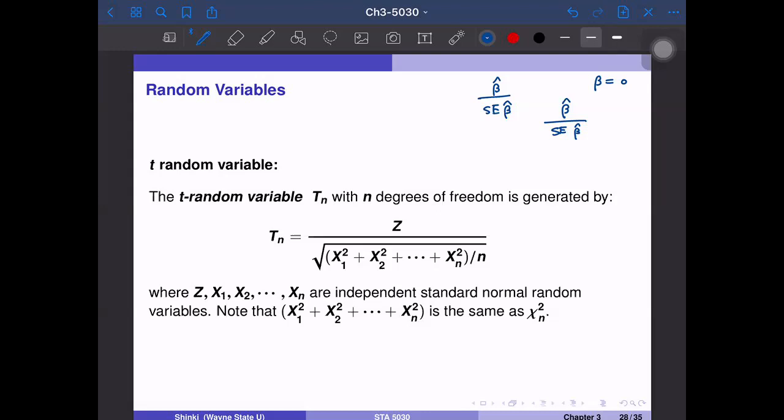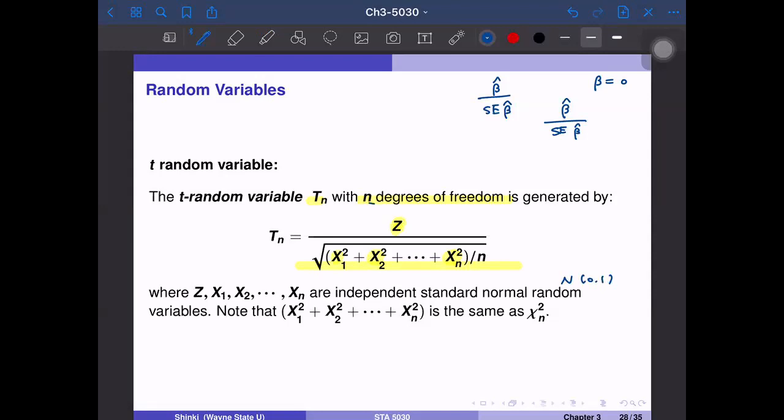So the definition of the t random variable. The t random variable with degrees of freedom n, or n degrees of freedom, is generated by this random variable. Here z, x1, x2, up to xn are all independent standard normal random variables, so that is normal 0, 1.